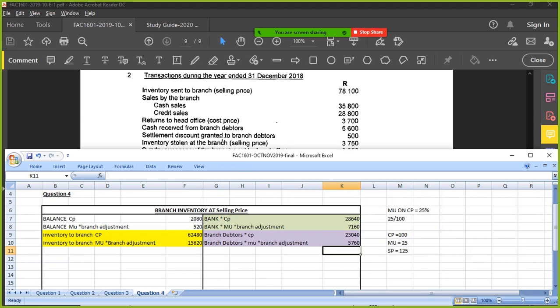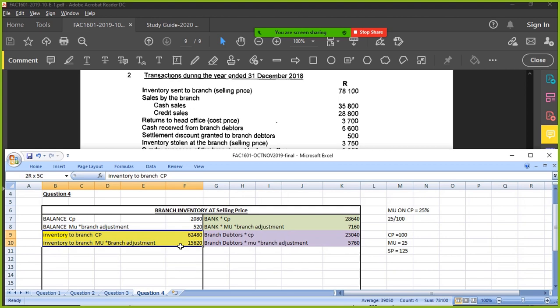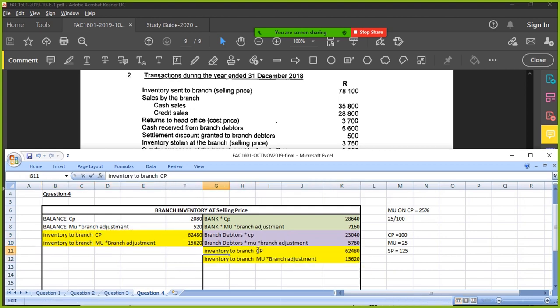All right, and there's another one. Okay, so that's recorded. Next, returns to head office. What do returns do to your branch inventory? It decreases it. Remember, you had inventory to branch here. Obviously, if there's a return, it's going to go back to them. So you'll have the same line items, but a different amount.